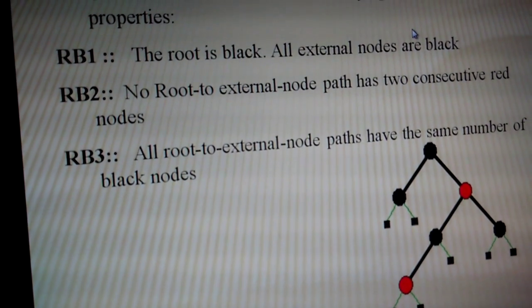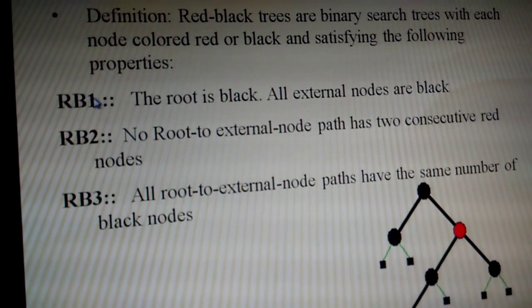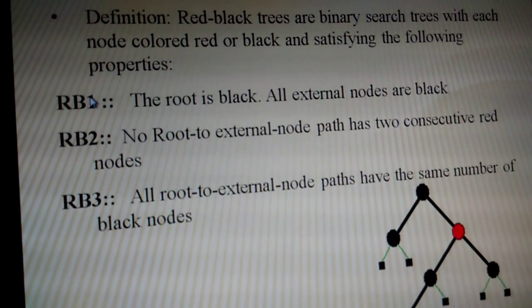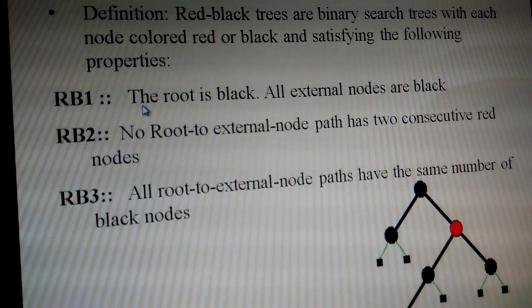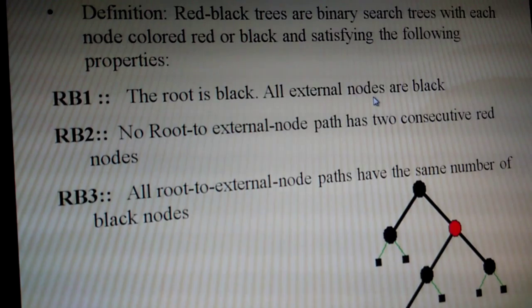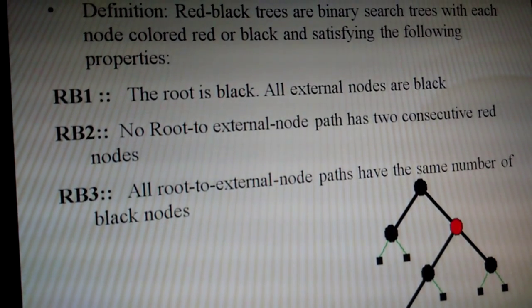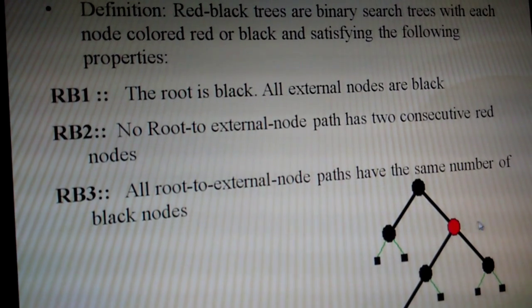In addition to the extended binary search tree property, it needs to satisfy some other properties. Here there are three. The first property is that the root in the red black tree should be black, and all external nodes are also black. So the root is black and the external nodes are all black. So property 1 is satisfied.